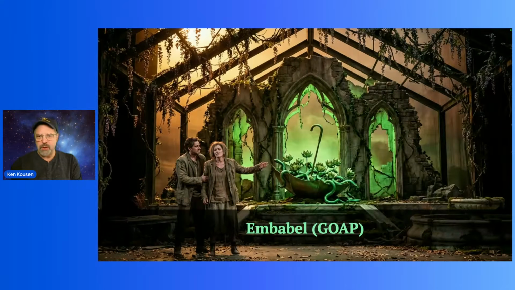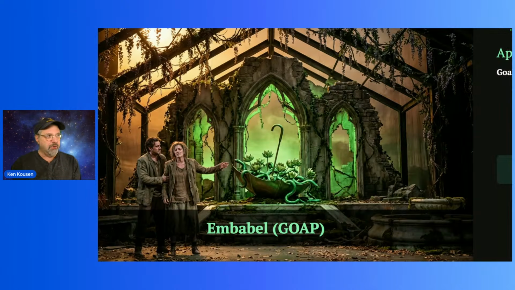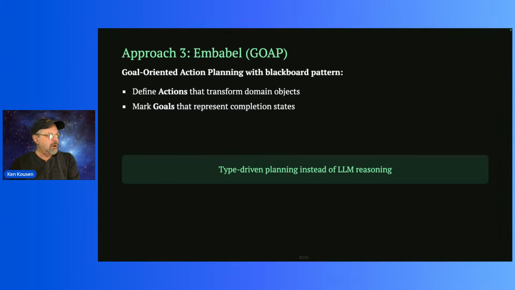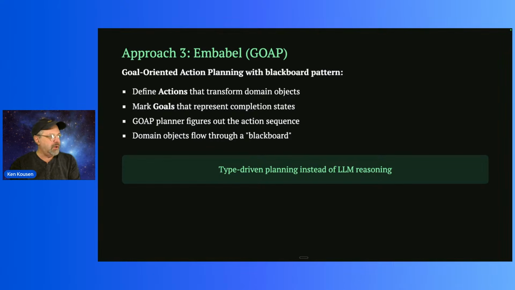So then taking a look at Embabel, which is very new. I mean, the version number on this thing, just to give you an idea, is 0.3.2. And that's as of a couple weeks ago. They just made it to 0.3.2. So this is really early stuff. But they call it goal-oriented action planning with a Blackboard pattern. You define these actions that transform your domain objects, mark the goals that represent completion states, and then the planner figures out the action sequence, and the domain objects flow through a blackboard.